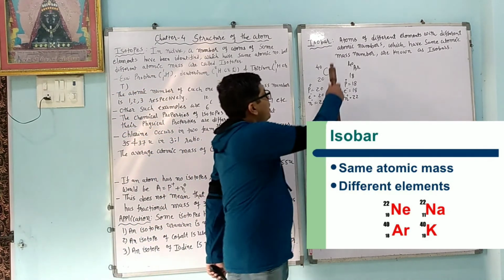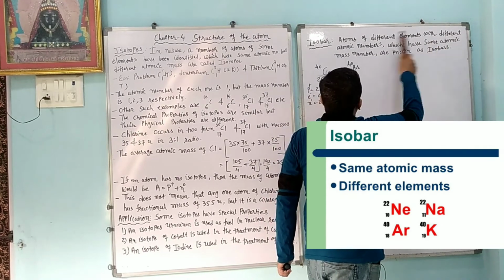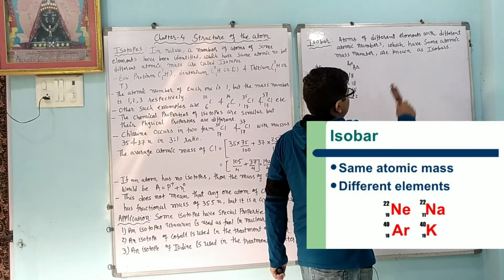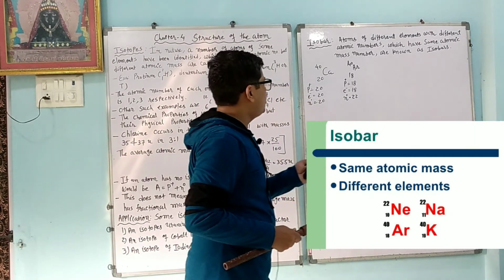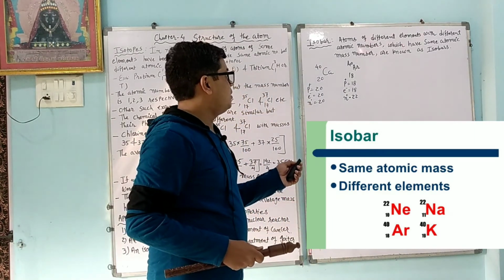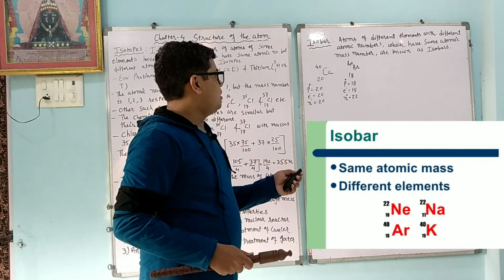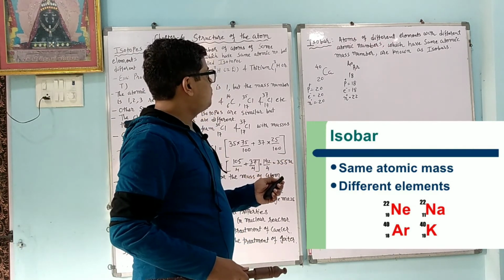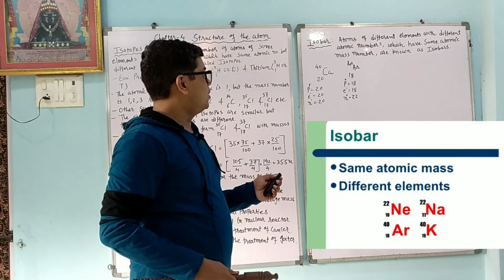Now dear student, we are going to learn about isobars. Atoms of different elements with different atomic numbers which have the same atomic mass number are known as isobars. Two words you have to concentrate on: different elements. In isobars there are different elements, whereas in isotopes there are the same elements. In isobars, different elements have different atomic numbers.